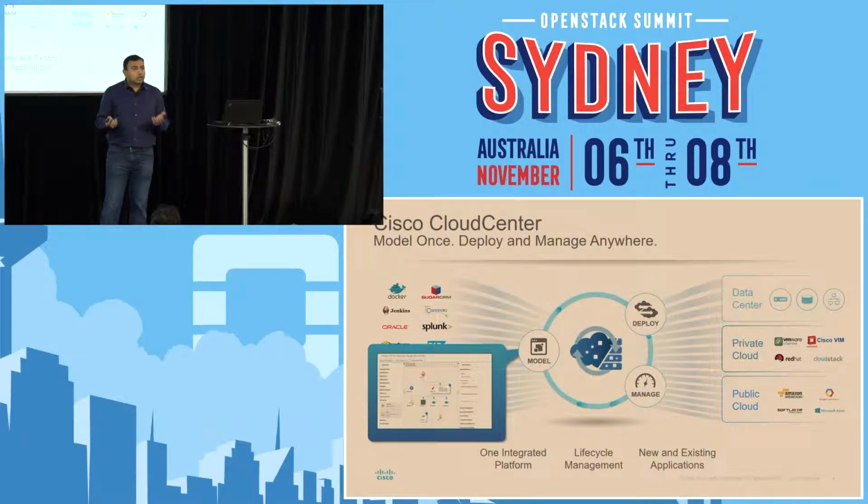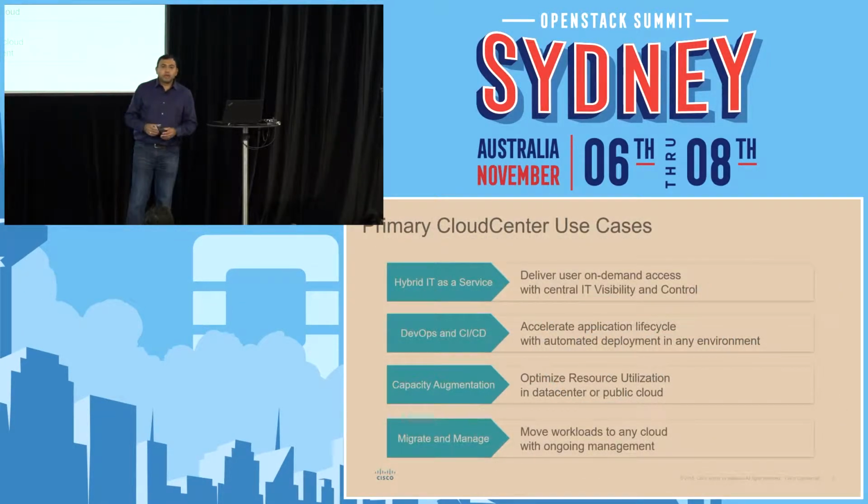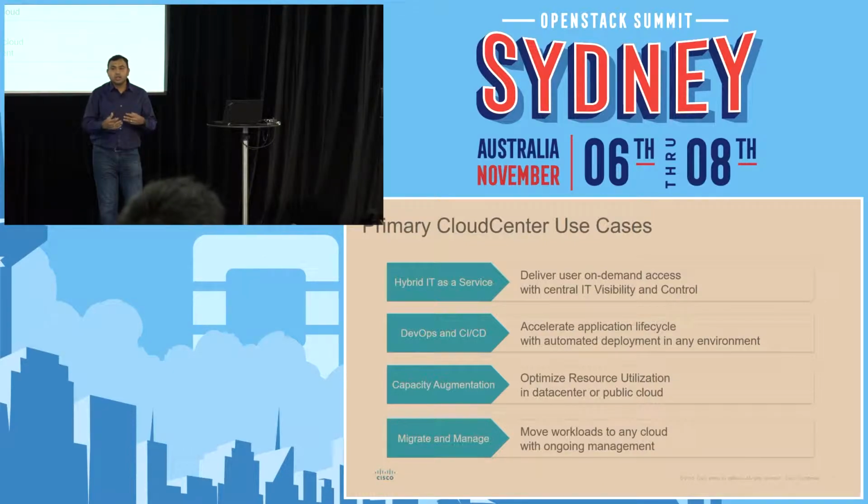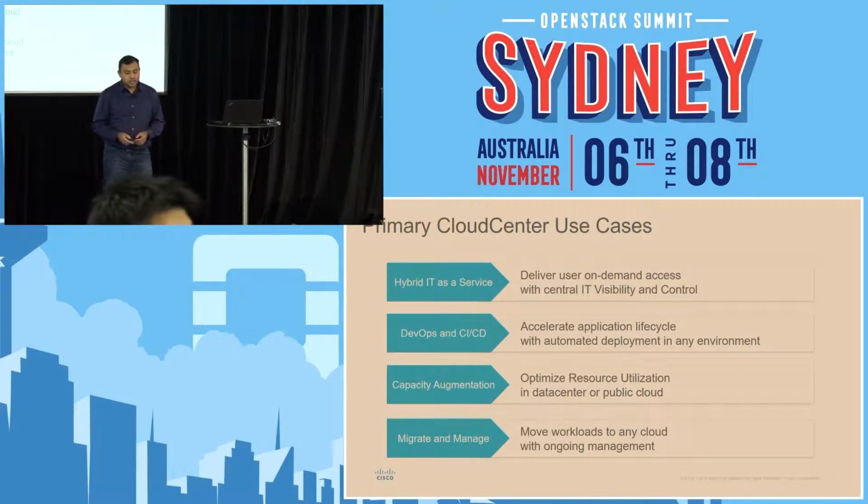And you can also mix and match new and existing applications while you bring in CloudCenter into your environment. So what are some of the primary use cases? Hybrid IT as a service, DevOps and CI/CD, capacity augmentation. You can start off in your private data center, or if you don't have any capacity in your private data center, you can start off in a public cloud, do your POC, do your tests, do your development, and then bring that back into your private cloud depending on cost, placement, and other considerations.